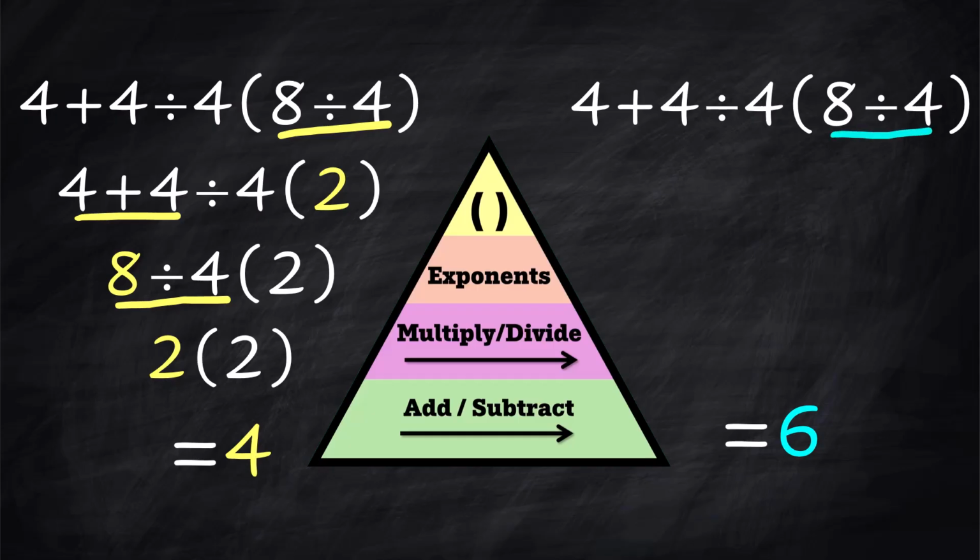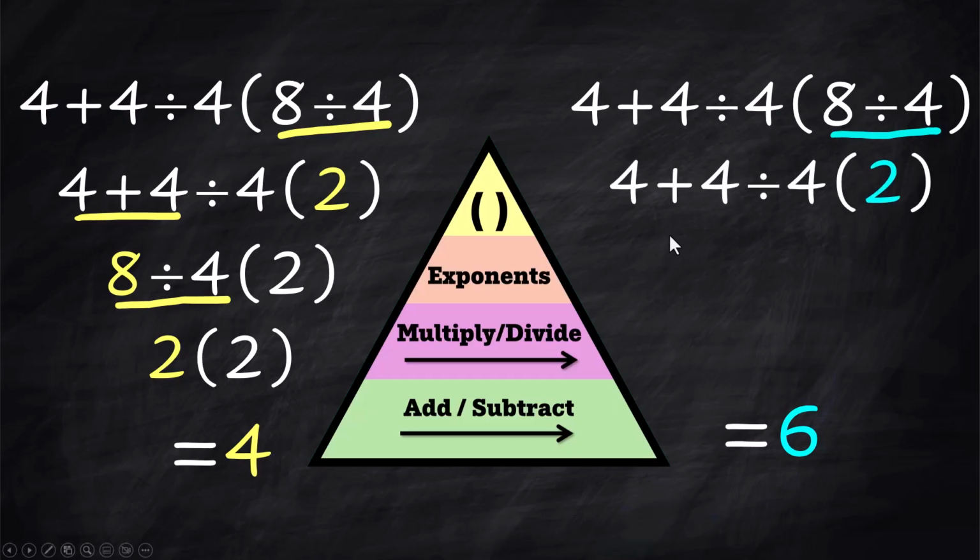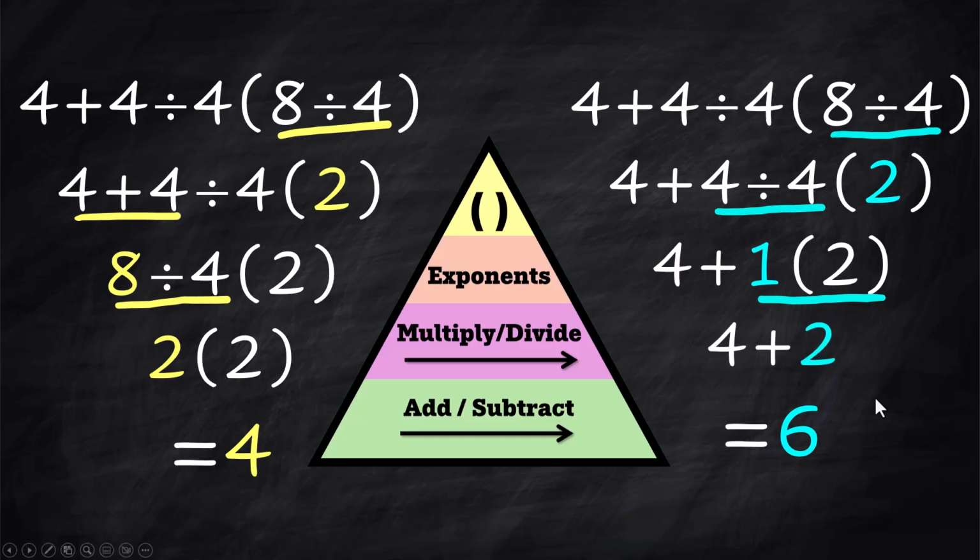On the other one, we're going to also start with 8 divided by 4 because almost everybody gets this right. If there's parentheses, people know to go to the parentheses first. 4 plus 4 divided by 4 times 2. Then, in a strange twist of events, they go to the 4 divided by 4 in the middle of the problem. And we get 4 plus 1 times 2. 1 times 2 is 2. 4 plus 2 is 6.